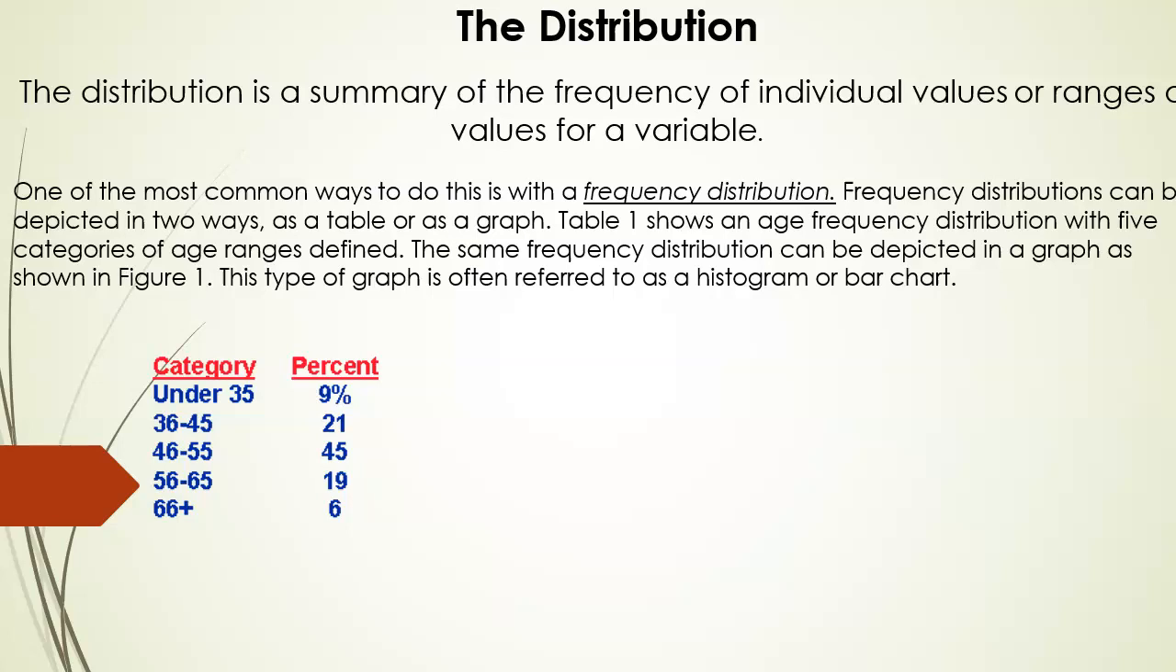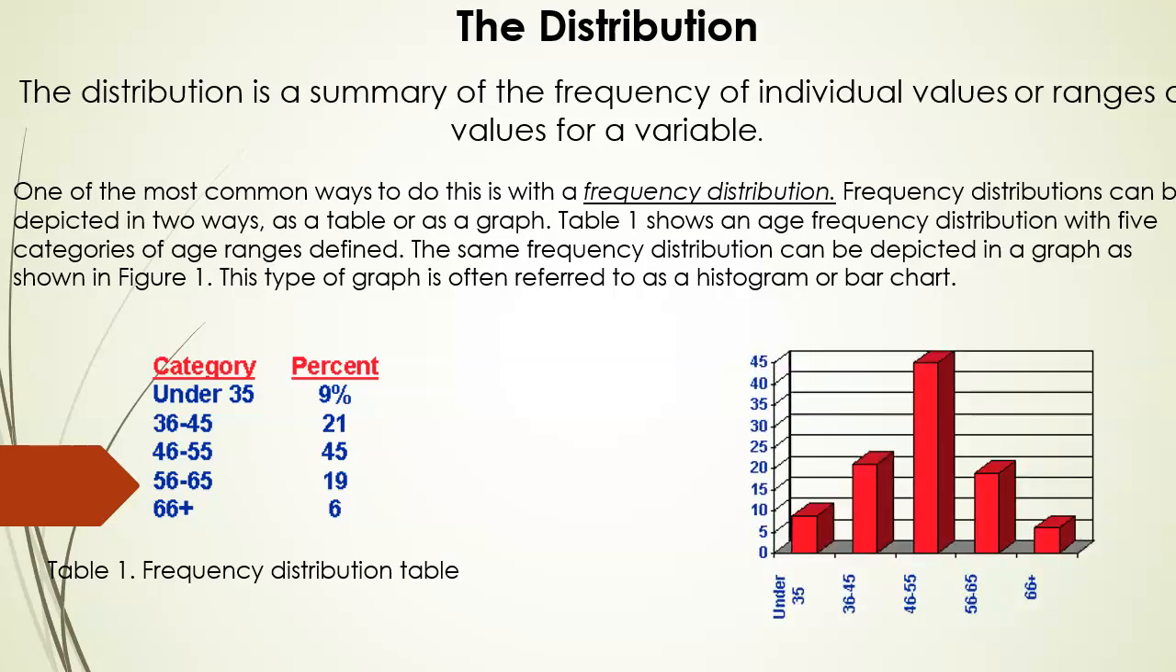So for example, I see that 45% are in the category 46 to 55, only 6% are at ages 66 and over. So again, a frequency distribution can be represented in a table like this, and the same distribution can be represented in a graph. If we take a look at that same 46 to 55 that we see in the table on the left, that's 45%. And if we look at the frequency distribution bar graph on the right, at 46 to 55, and we see where that goes to the top there, that's about 45%. So both of these are representing the same frequency, just in a different way.